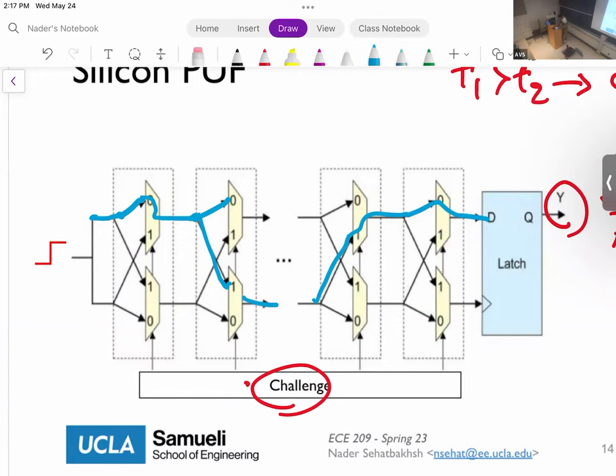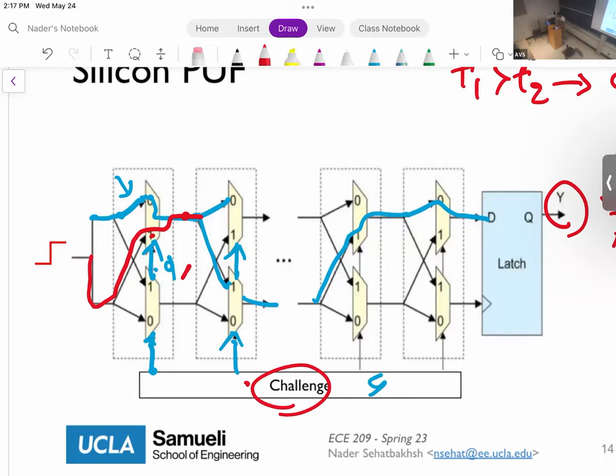Bit zero goes to the selector of these two muxes. Bit one goes to the selector of these two muxes, and so on and so forth. What these muxes do, essentially, is if the selector is zero, the top path is selected. If the selector is equal to one, this path is selected. So essentially, the path becomes this, right? The value here is either coming from this red path or coming from this blue path.